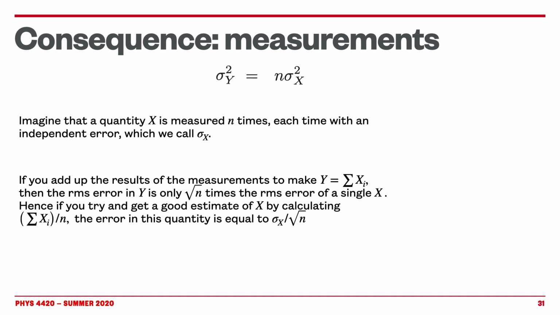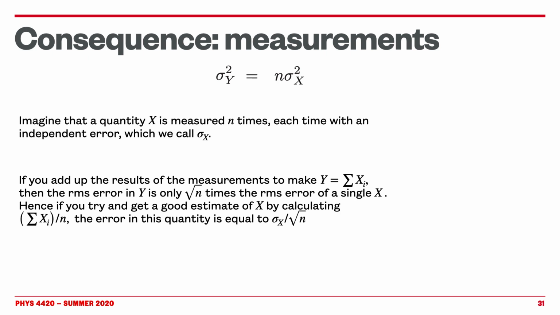Square root n. It doesn't get better very quickly. I mean, square root n is not a very fast function, but it systematically gets better as you increase the number of points. So all this is extremely important in statistical physics in particular, okay?